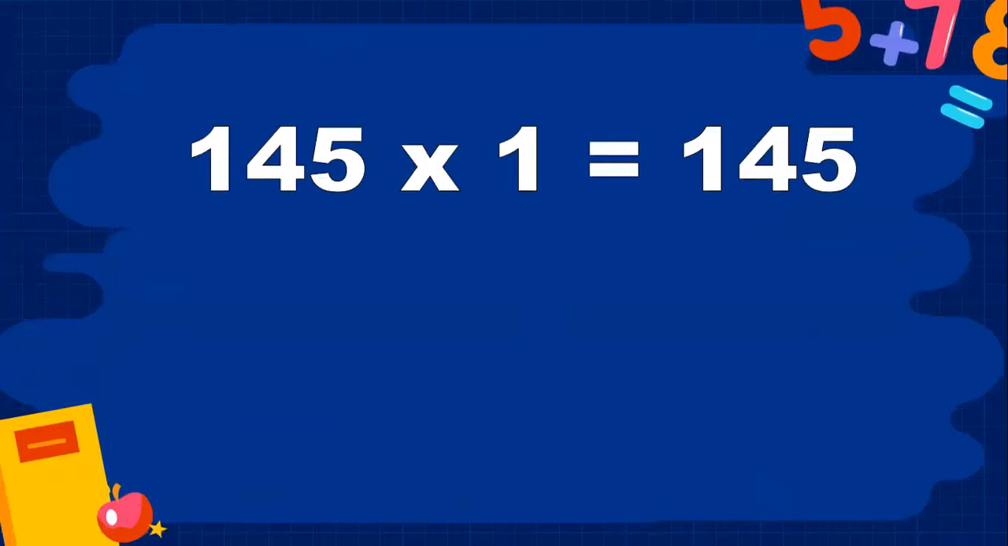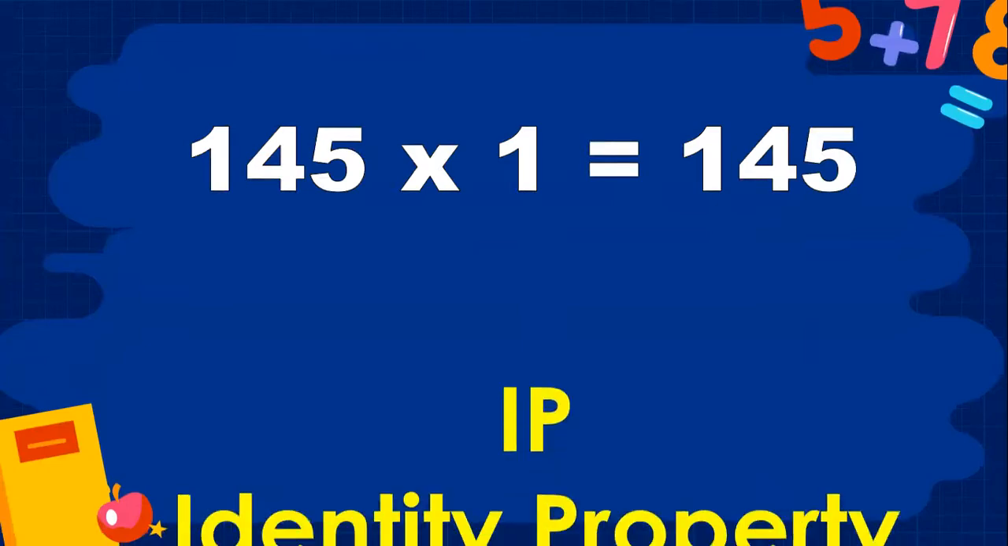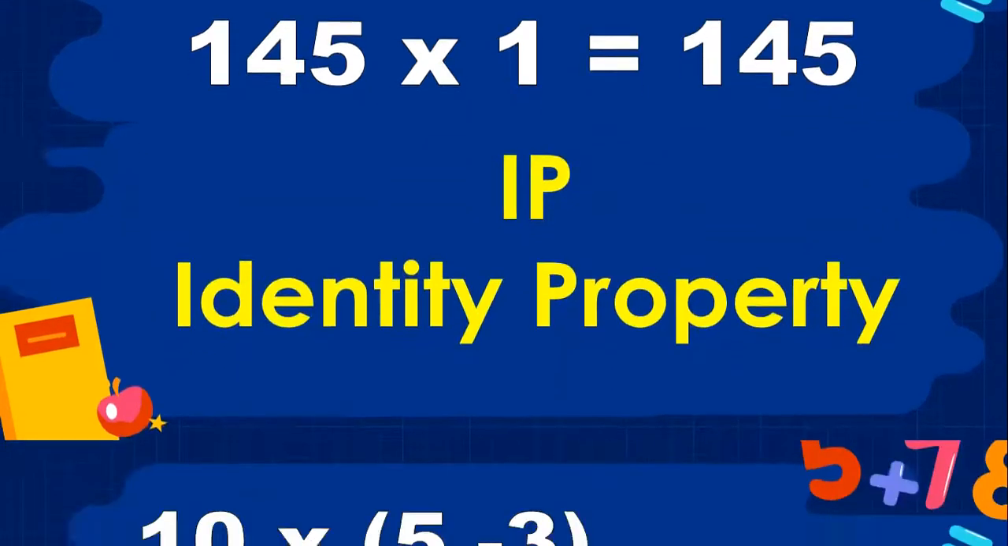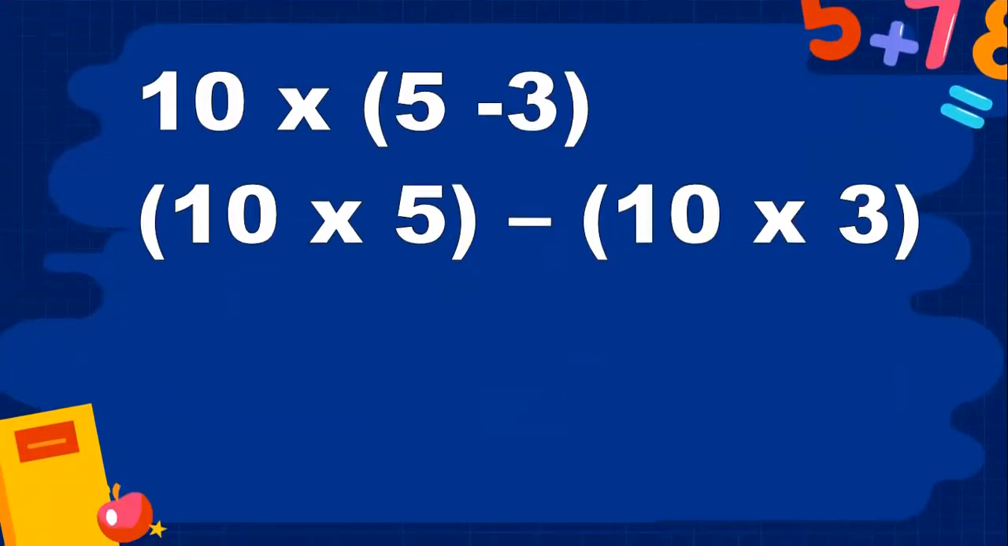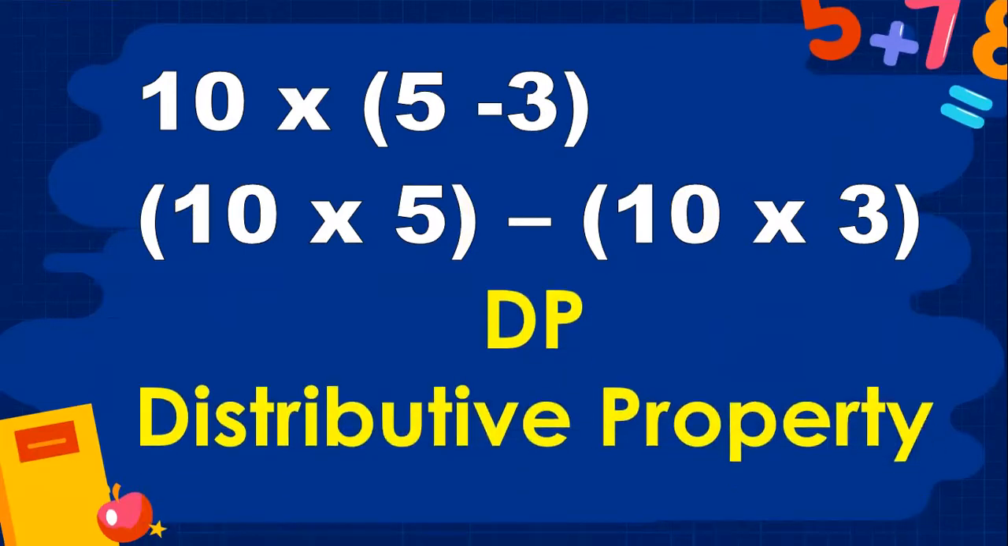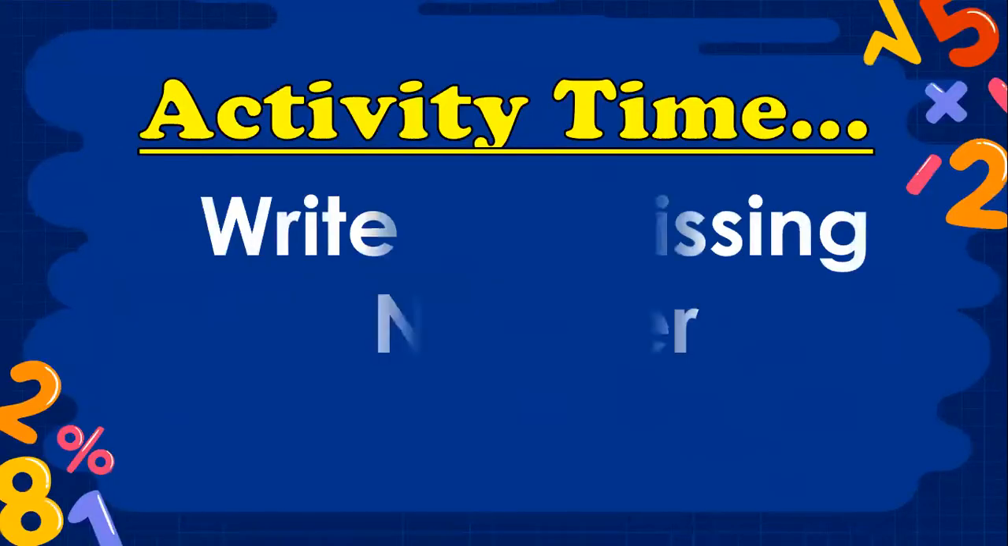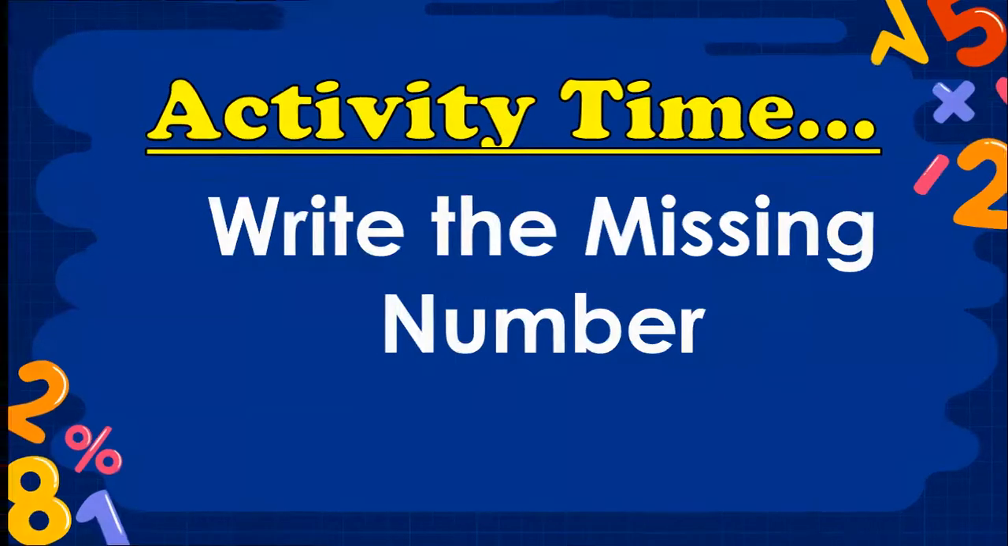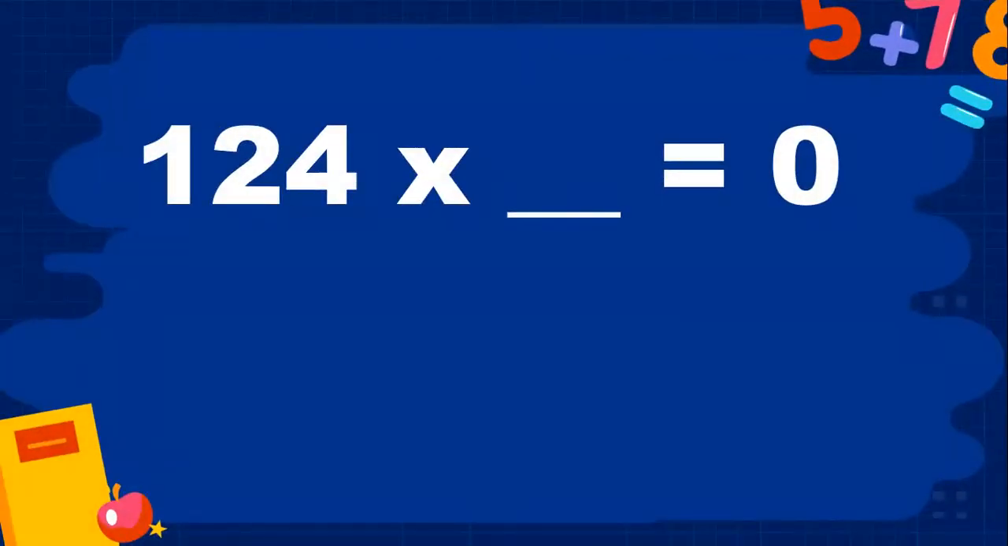How about this one? This is IP or identity property. This is DP or distributive property. Now, we're going to write the missing number. What is the missing number? 124 times blank is equal to 0.